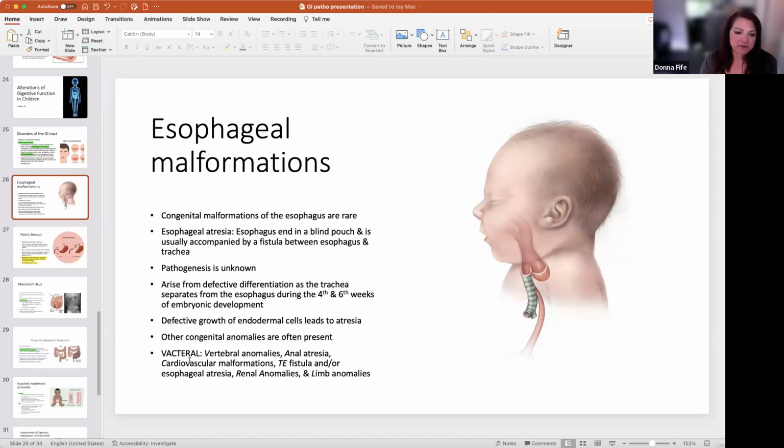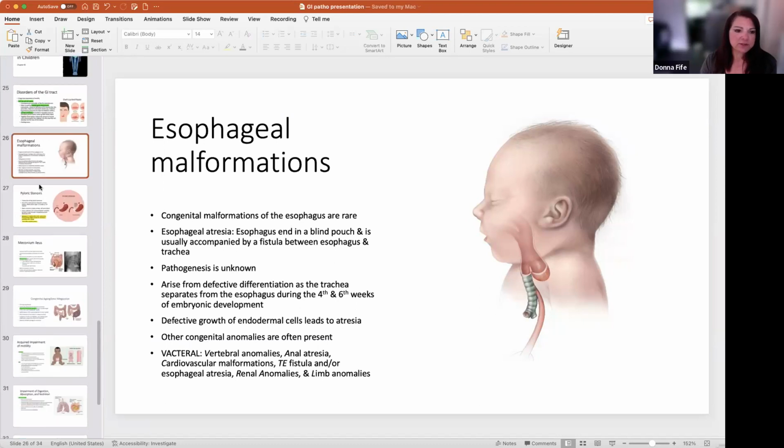So we want to look at VACTERL. There could be vertebral anomalies, anal atresia, cardiovascular malformations, TE fistula and/or esophageal atresia, renal anomalies, and limb anomalies. So these are important things to also look for in patients with this disorder.